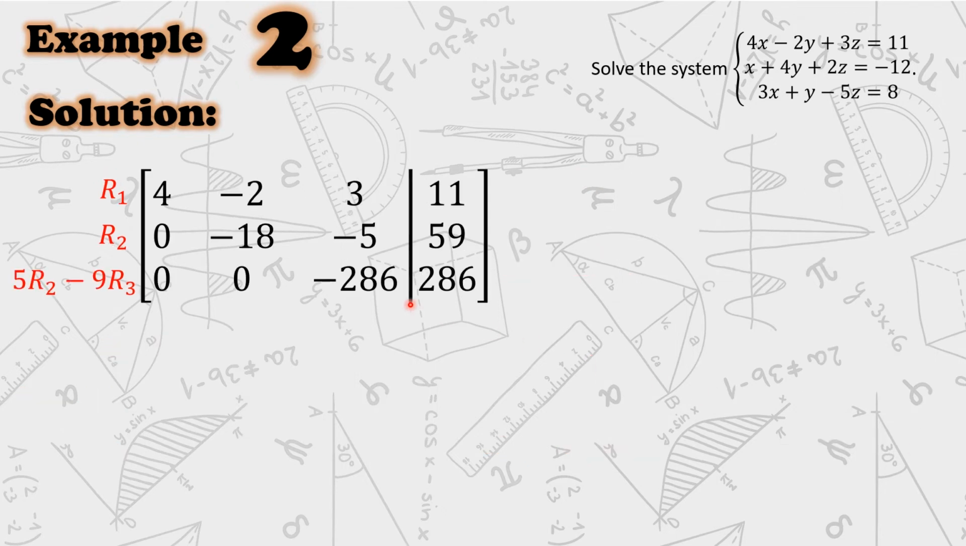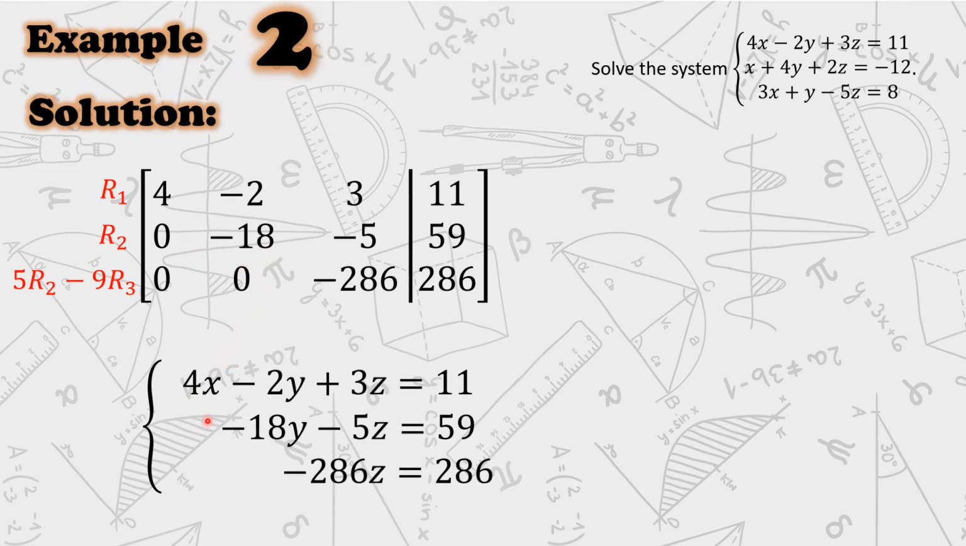Again, we will not write this matrix in the row echelon form. We will just rewrite the system of equations so that we have 4x minus 2y plus 3z equals 11 in the first equation.